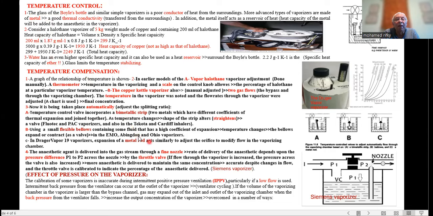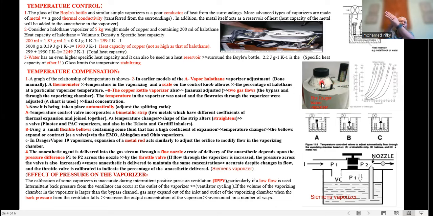Second point, controlling: how do we design vaporizers, how are we trying to improve the vaporizer, what we call thermal compensation. We said before the graph which shows the saturated vapor pressure, which is temperature dependent, and we notice the boiling point and the concentration at any time and the saturated vapor pressure at any time. So in the past, in the vaporizer, how did they compensate? They used to compensate manually. So you have a thermometer and then you have a knob.